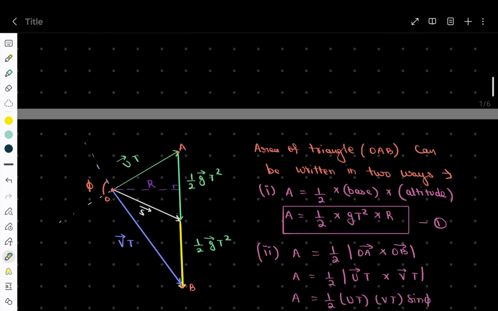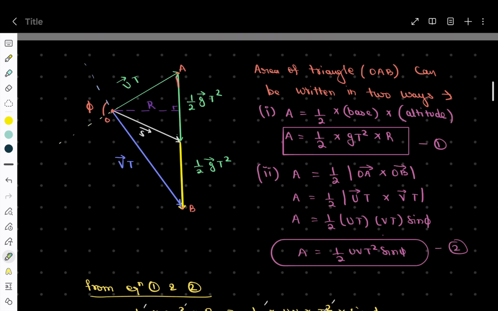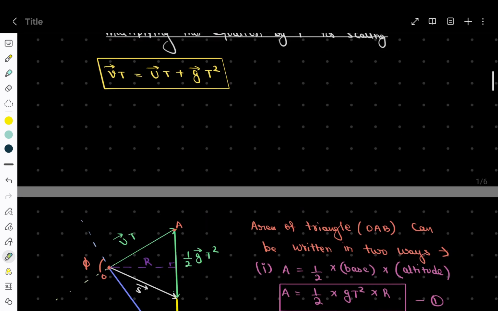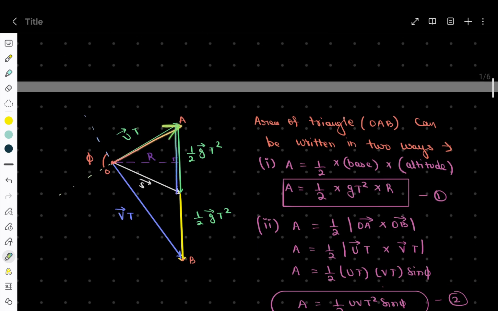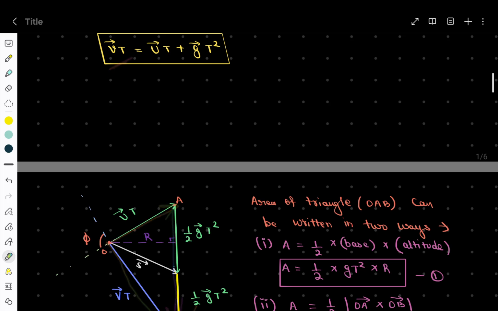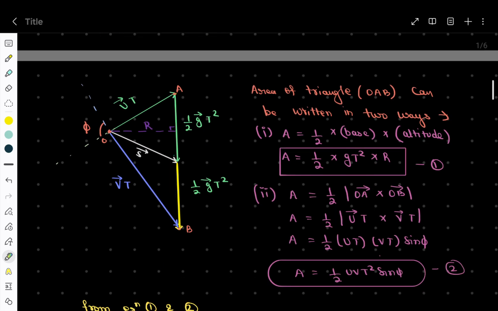So now what can I do? I can just double it. I already had half g vector T square. If I take one more half g vector T square, then this entire vector, this AB vector, will be equal to g vector T square, correct? And if we take the resultant of u vector T with g vector T square, then I'll be getting v vector into T, as per this equation. So I've already got it and I've drawn it over here. By doing all these things, I have finally drawn a triangle OAB.